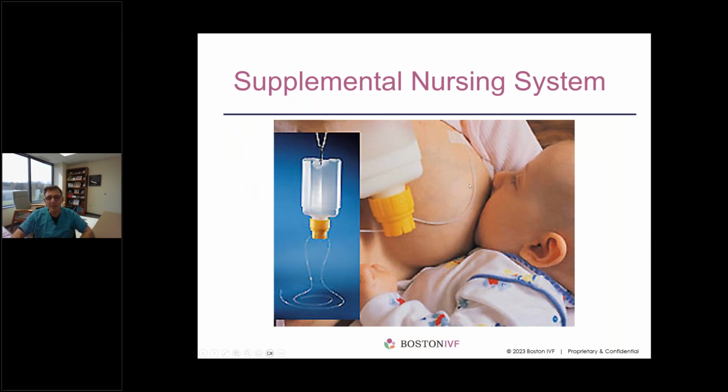Another option includes using a supplemental nursing system. It's a bottle with a small tube that's attached to the nipple, and it could contain donated milk or formula, and the baby will basically be able to suck on the nipple of the biological mother and get some milk. La Leche is very helpful in that instance. They have multiple protocols they can help with, and they have this equipment available to give to the biological mother if need be. Usually we advise the intended parents to check with them ahead of time and to go through some counseling in that regard.